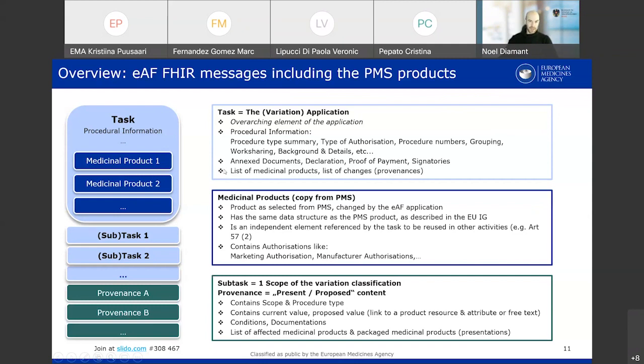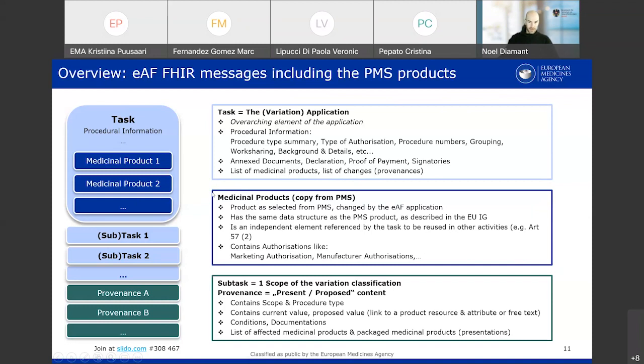Now, what we also keep here is a reference to all the medicinal products within that application, because in a variation, of course, there can be many. In the MAA, there will be only one. And we also keep the list of changes. So what is being changed within a variation?